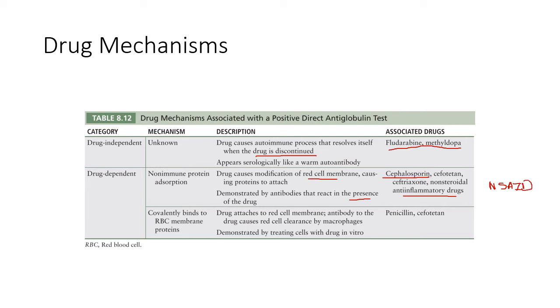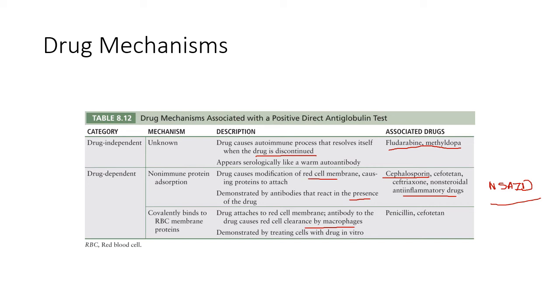They can actually have a positive DAT. Here are some drugs that react by binding the red blood cell membrane. They attach to the red blood cell membrane, causing red blood cell clearance by macrophages, which you'll discover later is very important in the immune system.